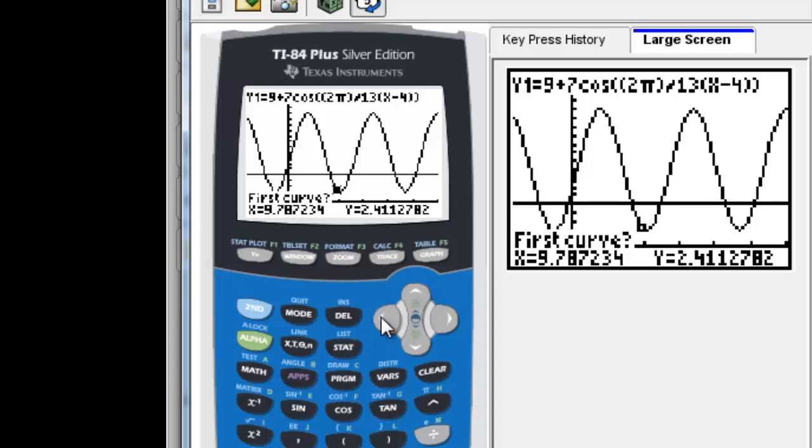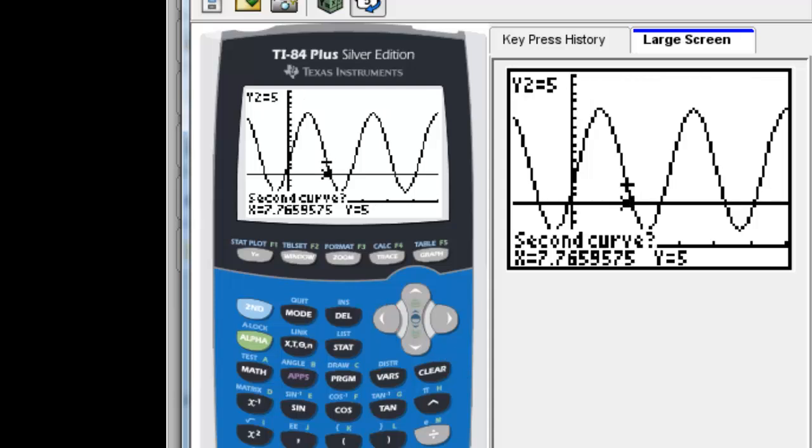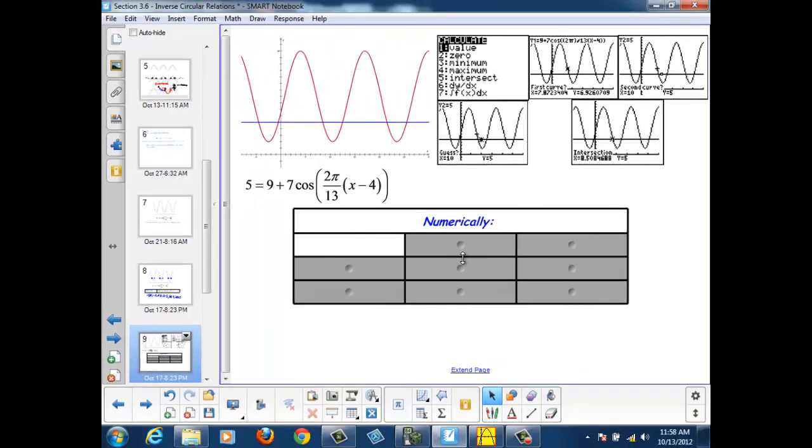I'm going to find this first positive intersection by going first just to the left of the intersection for my left bound, and just to the right of the intersection for my right bound, and my guess. And I get an initial solution of 8.508. So there we have the 8.508.